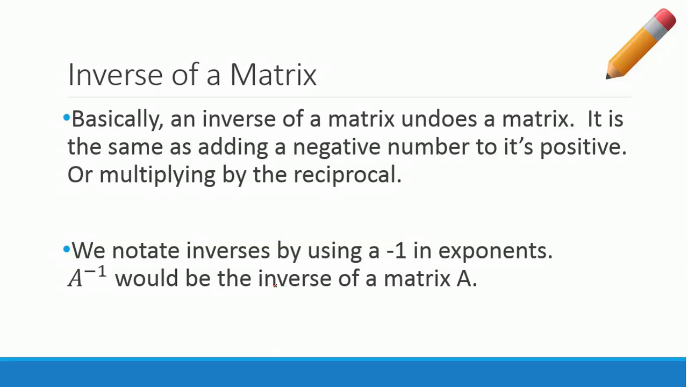We're going to notate inverses by using a -1 in exponents. So A to the -1 would be the inverse of a matrix A. So just be kind of aware of that -1 notation, alright?